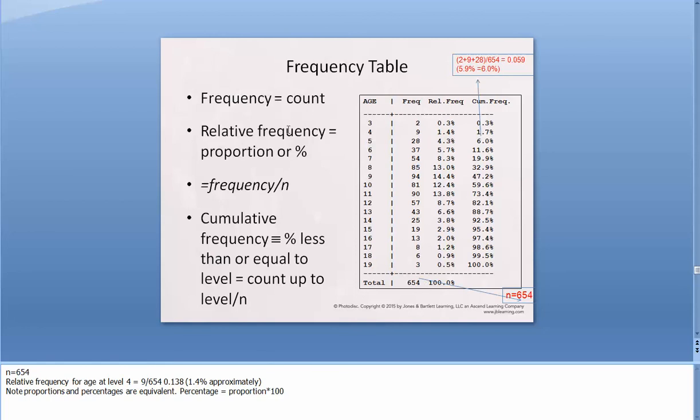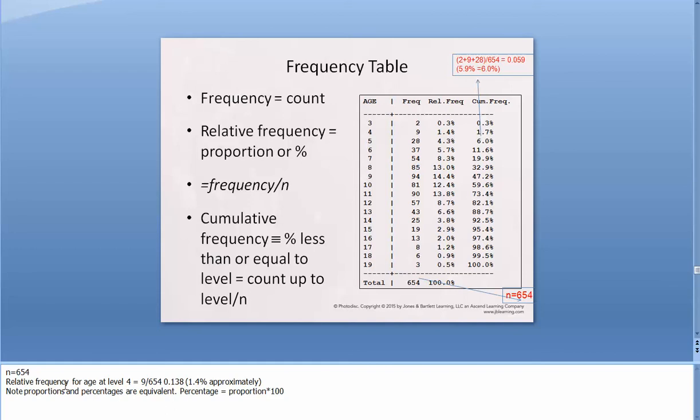Now we need to understand a few other terms. Relative frequency, important. Relative frequency is the proportion up to a level. So how do you get the proportion? In fact, I have done an example in here. First of all, n equals 654. As I said, even in the stem plot, if you add up all the frequencies, you get the total number of observations. So n equals 654.